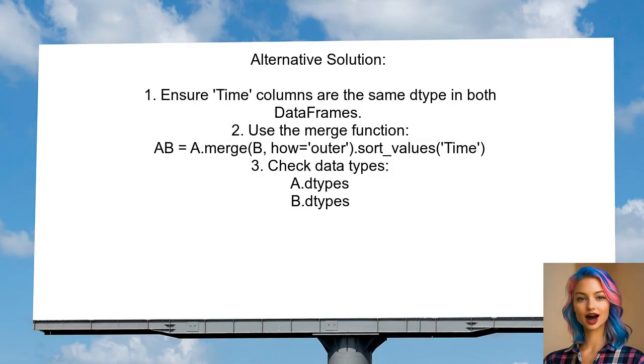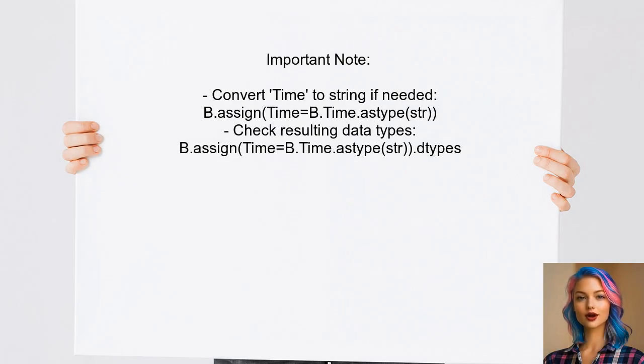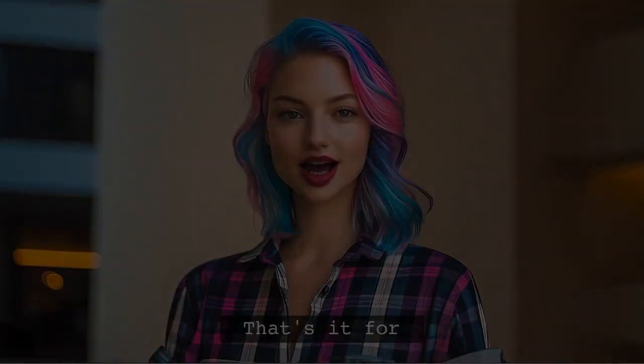This user suggests that the issue may stem from the data types of the time column in both data frames. They recommend ensuring that both columns are of the same data type. For example, using the merge function with the outer method and sorting by time can yield the desired result. If the data types differ, the user demonstrates how to convert the time column in data frame B to a string type before merging, which can lead to unexpected results. They emphasize the importance of matching data types for successful merging. That's it for that answer.